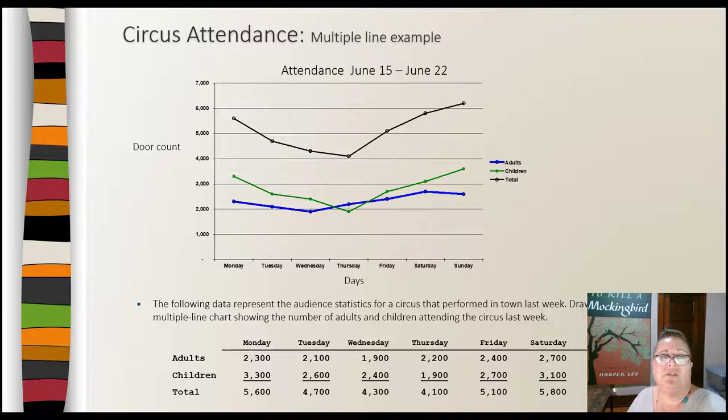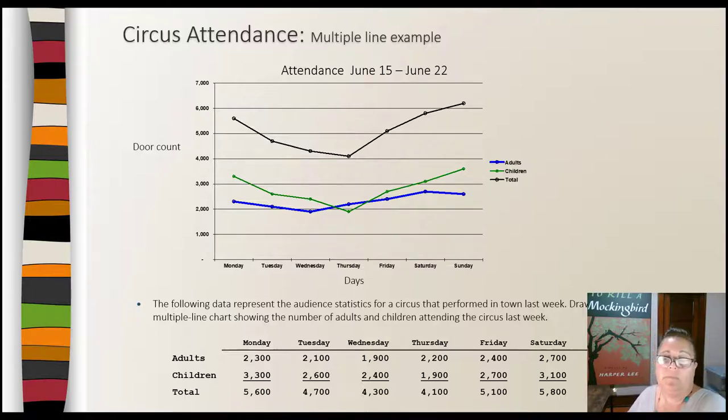answer some questions. For example, on which day did more children attend the circus than adults? Can you find that? That would be Thursday. That's the only day where we had fewer children than we did adults. What's the lowest total? Which day has the lowest total? Also Thursday. If you look at your total, we can tell that it dips on Thursday.